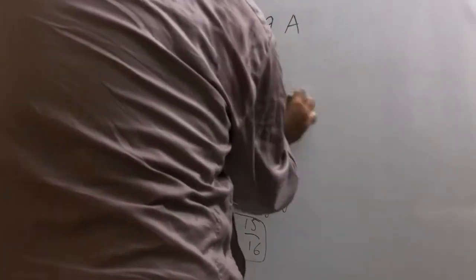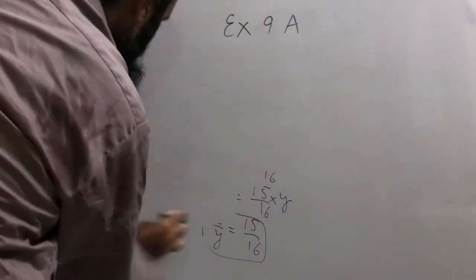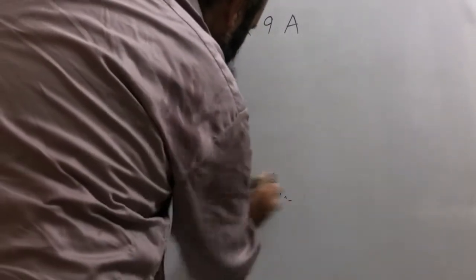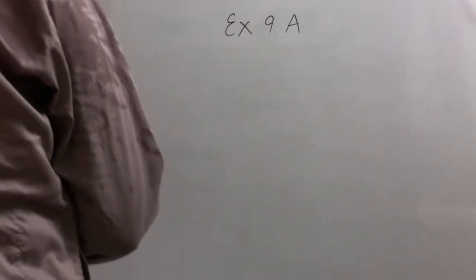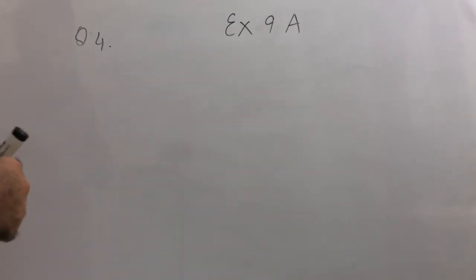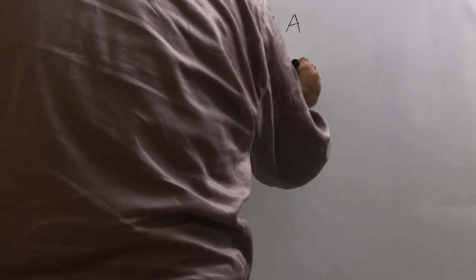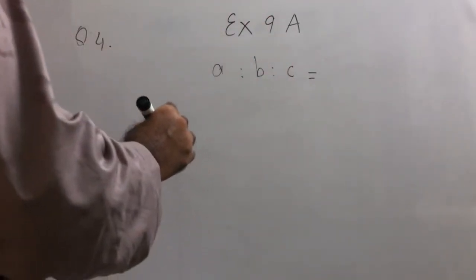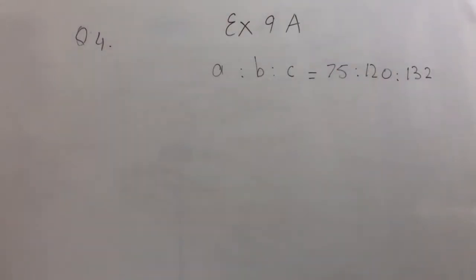Okay. Now I will be talking about question number 4. Question number 4 says, given that A ratio B ratio C is equal to 75 ratio 120 ratio 132. This is given. A ratio B ratio C is equal to 75 ratio 120 ratio 132.